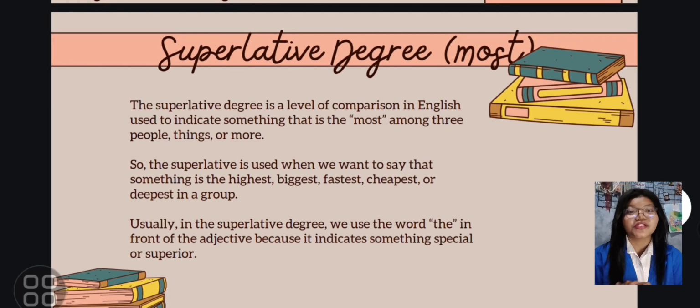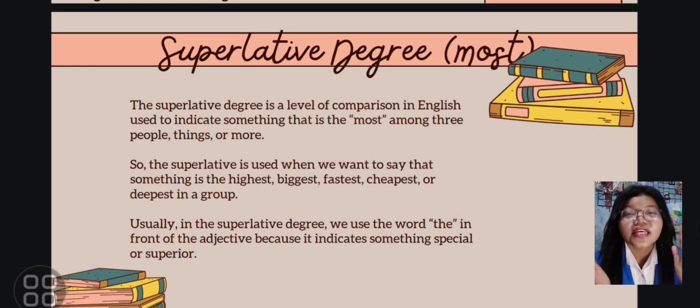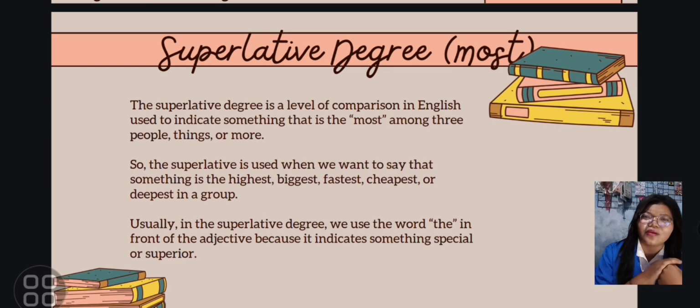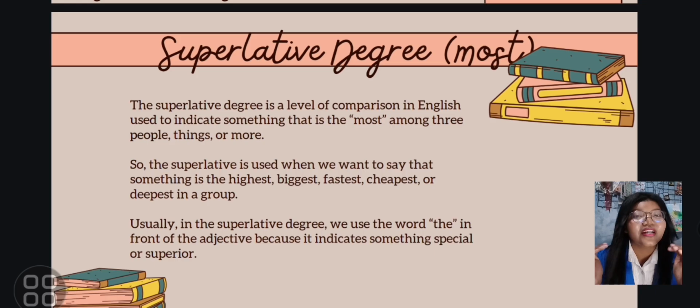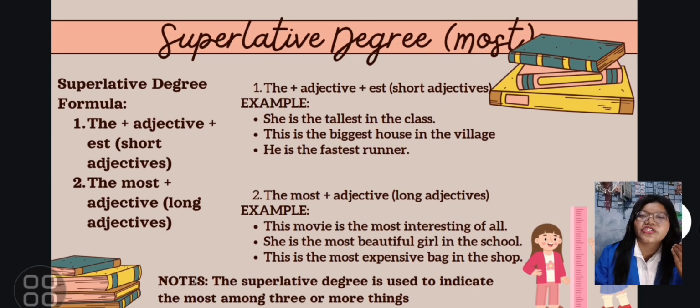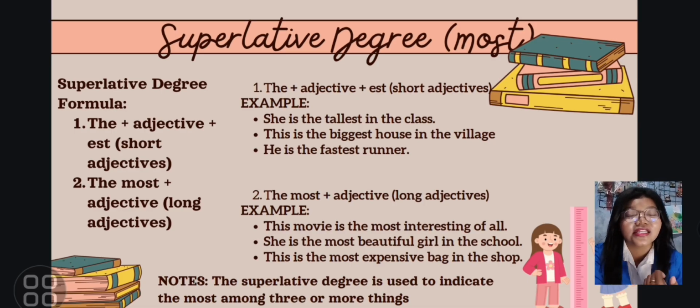The third type is the superlative degree. This is used to show the highest or most extreme level among three or more things. We always use the word the before the adjective. For short adjectives, the formula is the plus adjective plus est. For example, she is the tallest in the class.